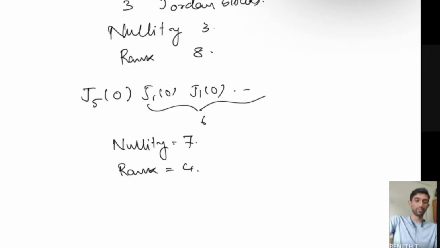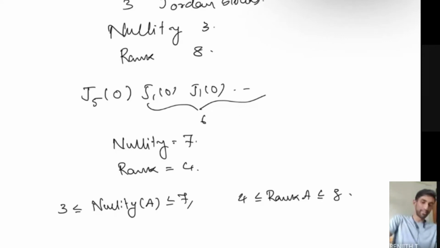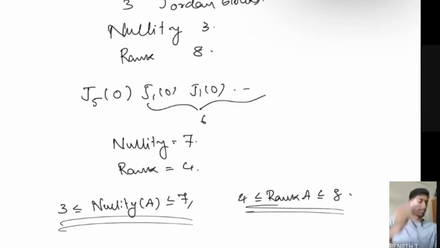So what is the result we are getting? 3 less than or equal to nullity of A less than or equal to 7. 4 less than or equal to rank of A less than or equal to 8. So this is also some CSIR question. I don't know which year it was asked.